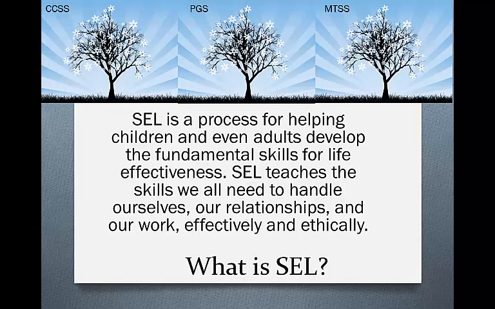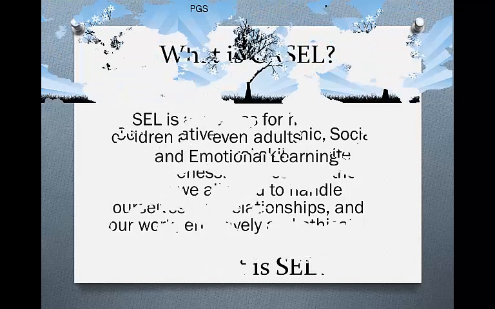Finally, multi-tiered systems of support is the problem-solving framework in which we support all students. It helps us create a positive climate and culture for all students and staff, and also helps ensure that all students are accessing their academic curriculum. All of this is found through social-emotional learning.